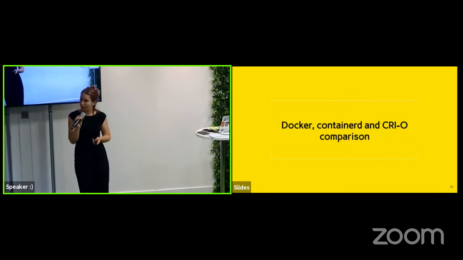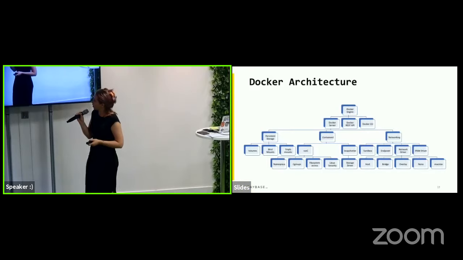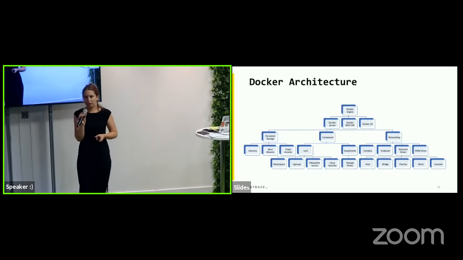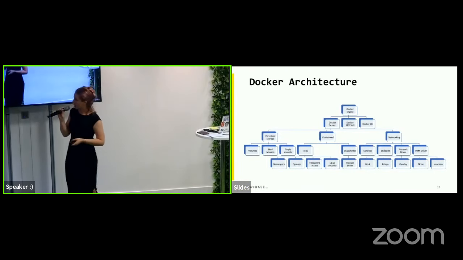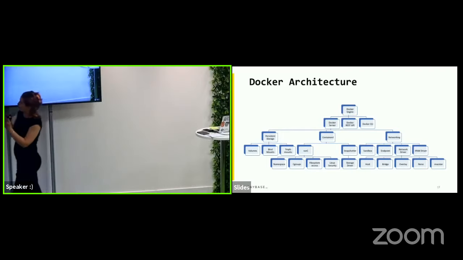Okay, so in terms of comparison between Docker, containerd, and CRI-O, let's start by looking at the Docker architecture. It has a lot of features, but you can see here that one of those features is containerd.